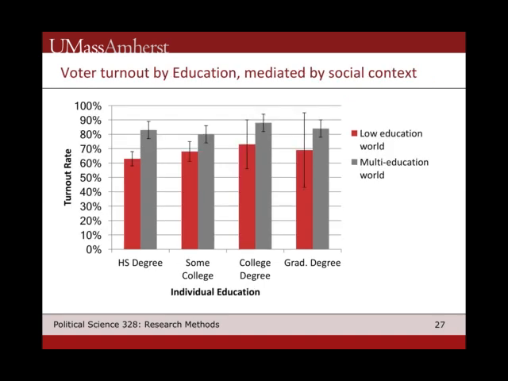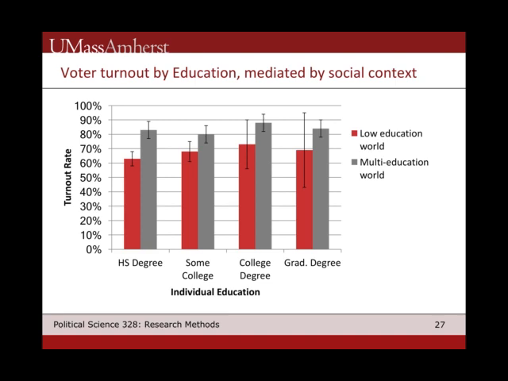So what's important here is that in essence, whenever we go back and we redo the first graph that we saw, which was turnout by individual education, and we now split the people who name at least one college degree friend and those who don't, then we can see that there's no longer an effect of your own education level. What really matters is if you have at least one friend in the multi-education world, which means you belong to this larger, more loose-knit social world.